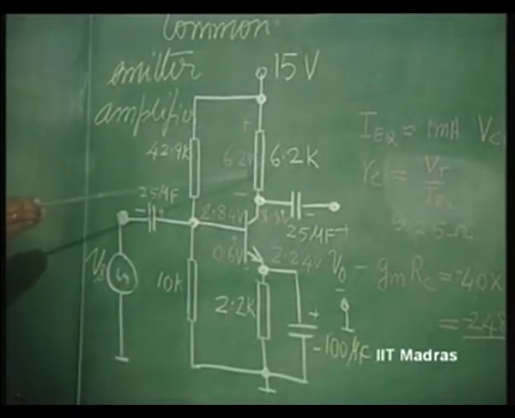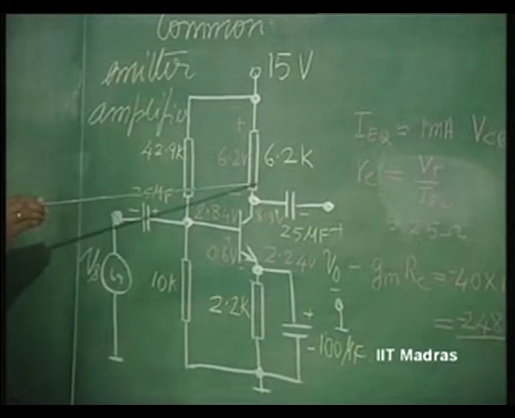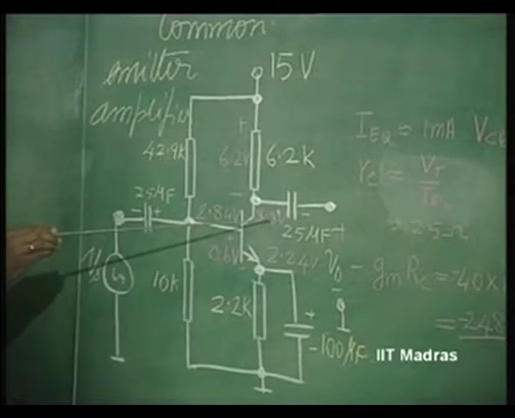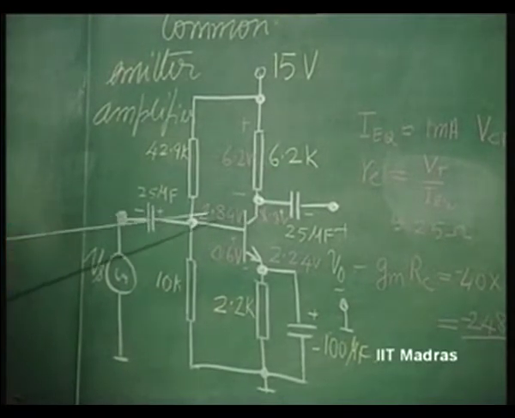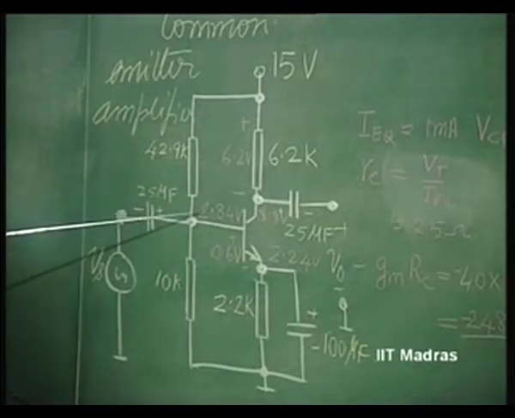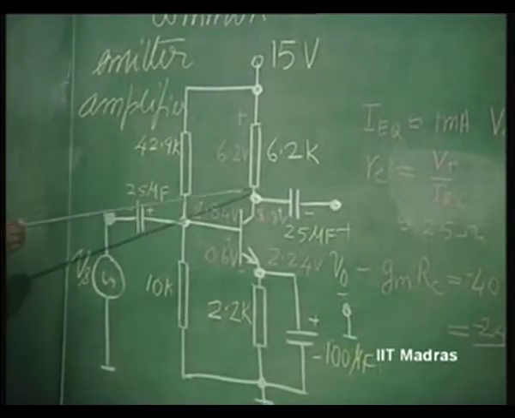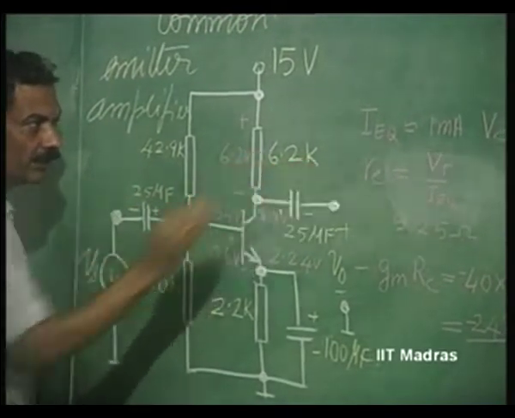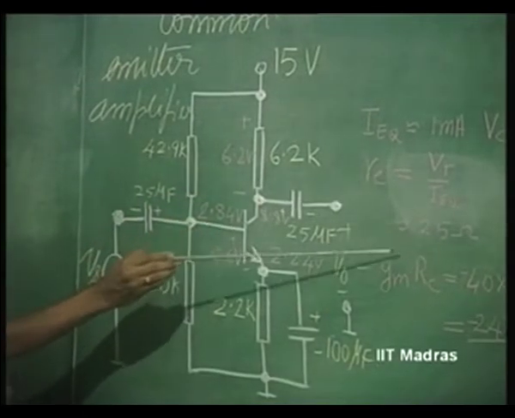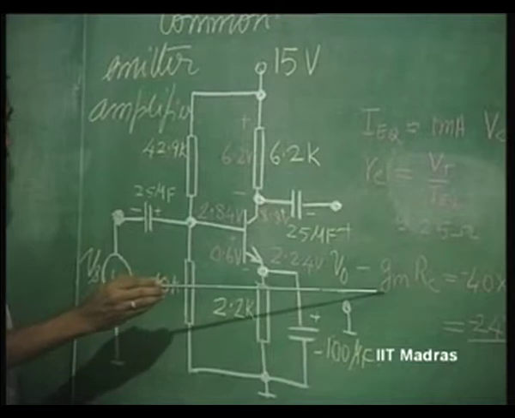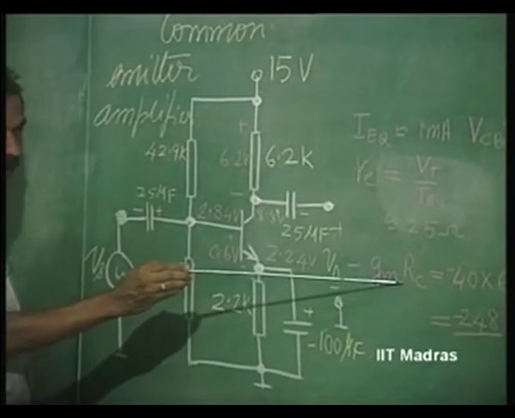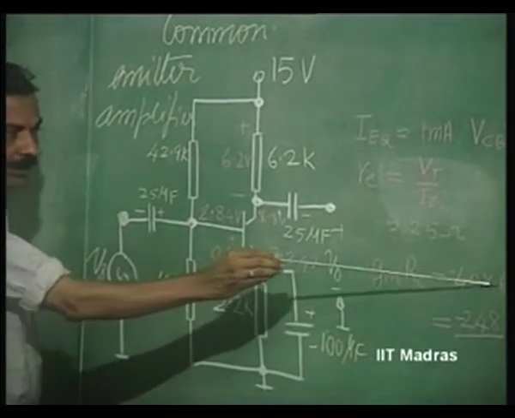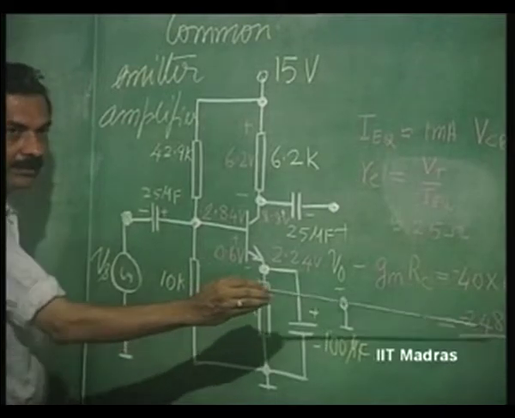Because it is 1 milliampere, 6.2 volts drop will occur across RC of 6.2K, and 15 minus 6.2 volts is roughly 8.8 volts. 8.8 volts minus 2.8 is roughly going to be 6 volts. That is the VCBQ. So, IEQ is 1 milliampere, VCBQ is 6 volts, re, which is VT over IEQ, is roughly equal to 25 ohms, and therefore, minus gm RC, which is the gain of the common emitter amplifier, is minus 40 millisiemens. For 25 ohms, it is 40 millisiemens into 6.2K, which is minus 248.